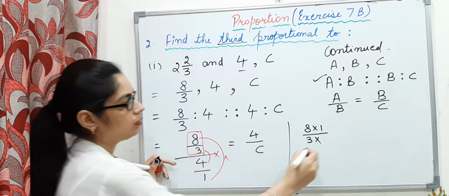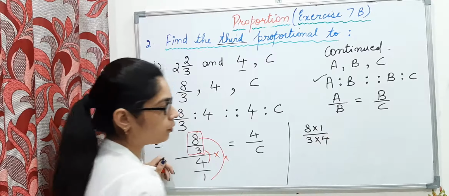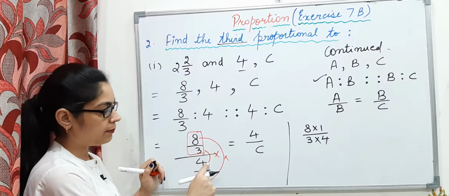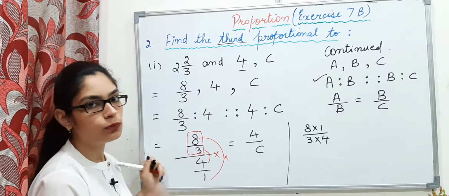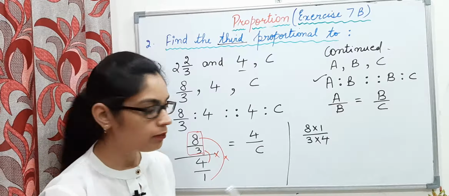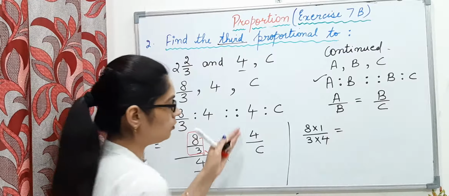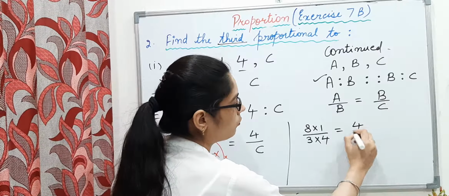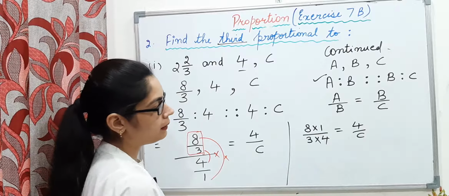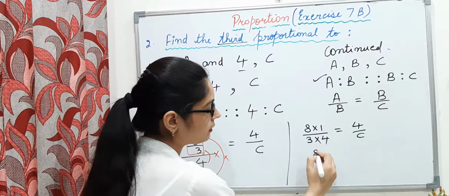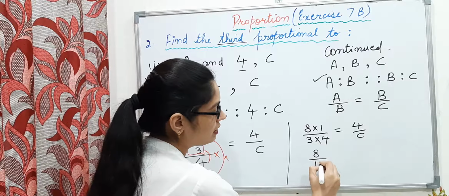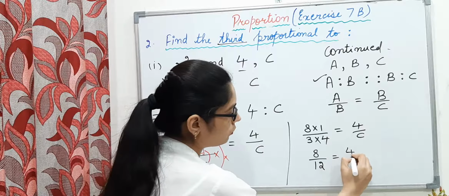So 8 into 1 by 3 into 4. See, these two I have multiplied and these two I have multiplied. So, whenever two fractions are getting divided, write it in this way. It is equal to 4 by c. Now, we can multiply. 8 into 1 is 8, 3 into 4 is 12, equals 4 by c.